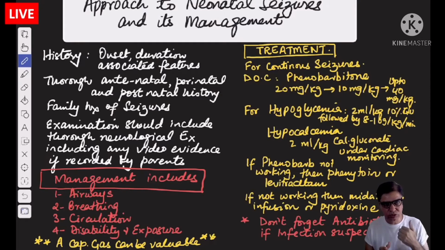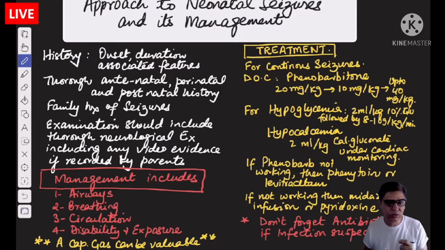So it's not like you just correct it with an IV push and then you don't give them a continuous infusion. It has to be supplemented by a continuous glucose infusion. If you find hypocalcemia, then calcium gluconate has to be given. The dose is the same, 2 mils per kg body weight of 10% calcium gluconate.